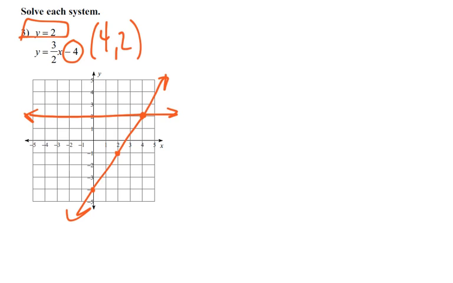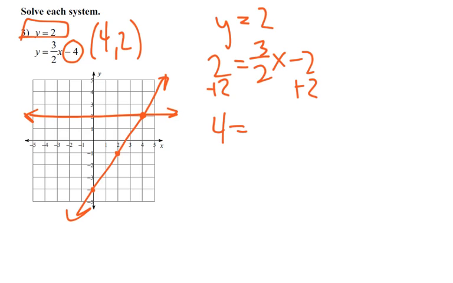Now if I wanted to do substitution, I'd say, well, I already know what y equals. So I'm just going to substitute in 2 for the y and then solve. So add 2. So we get 4 equals 3 halves x. Multiply both sides by 2. That'll eliminate the fraction.